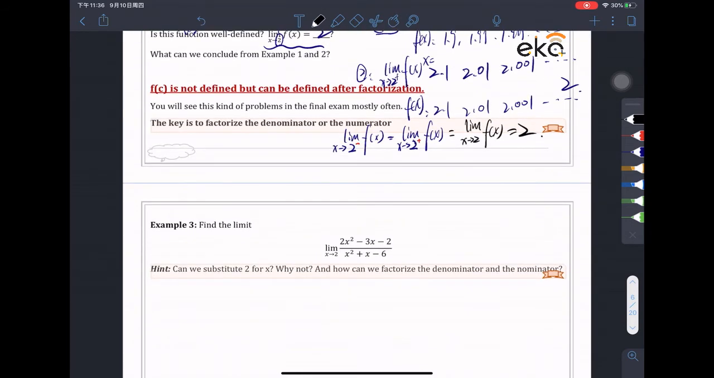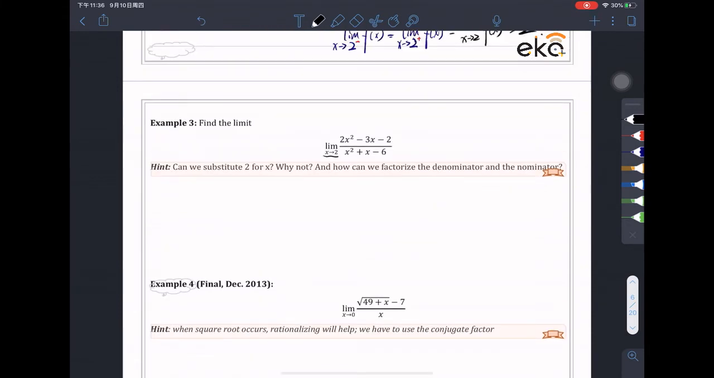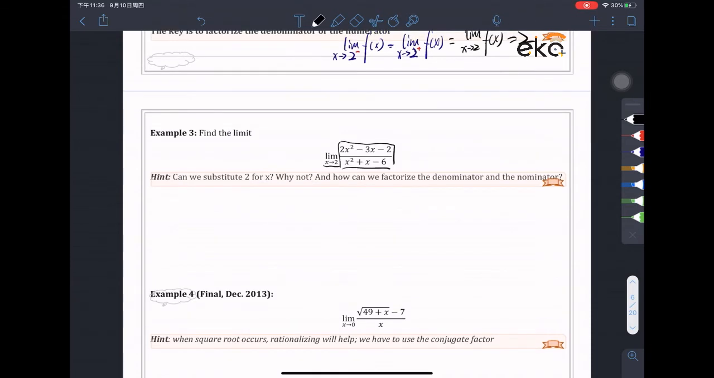Okay. Now we'll be looking at a function that is not defined but can be defined after manipulation. Example 3. Find the limit of this function when x is approaching 2. When we see a limit function with a denominator, the first thing that we need to remember is to always first calculate the domain.